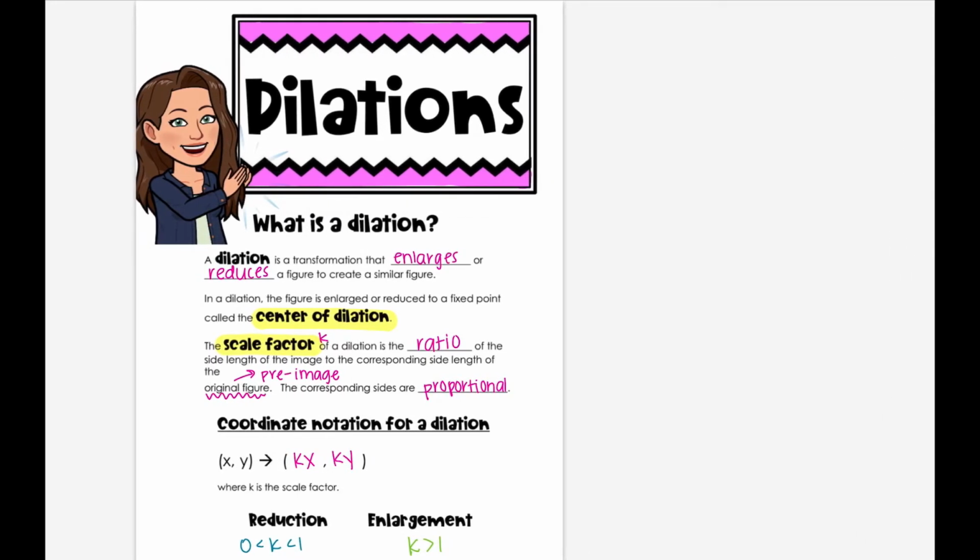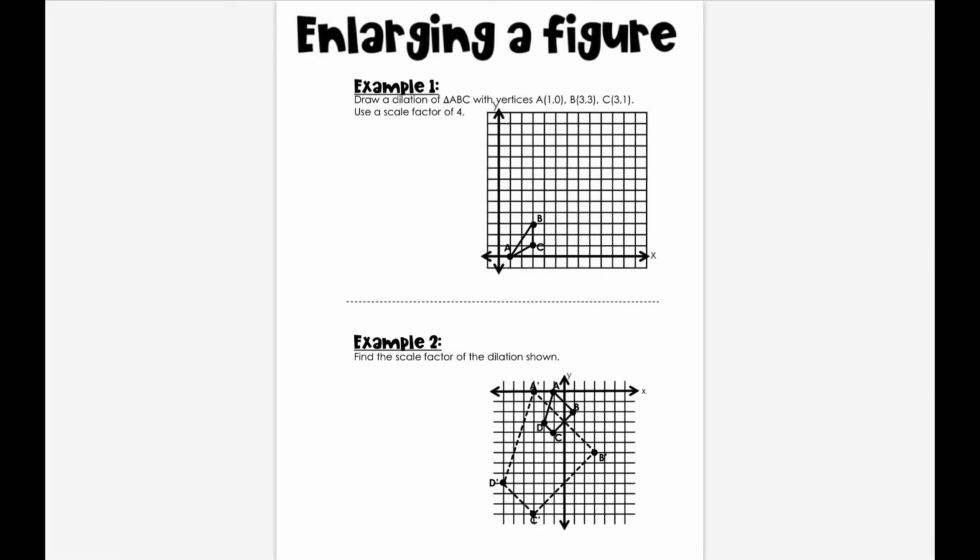Don't worry, we are going to do some examples. First, we're going to look at enlarging a figure. All right, example 1. Draw a dilation of triangle ABC with vertices. Vertices just means the points of the triangle, A, B, and C. Use a scale factor of 4. So this means our k is 4. So if k equals 4, that tells us that every point (x, y) is going to be transformed by being 4 times the x value and 4 times the y value.